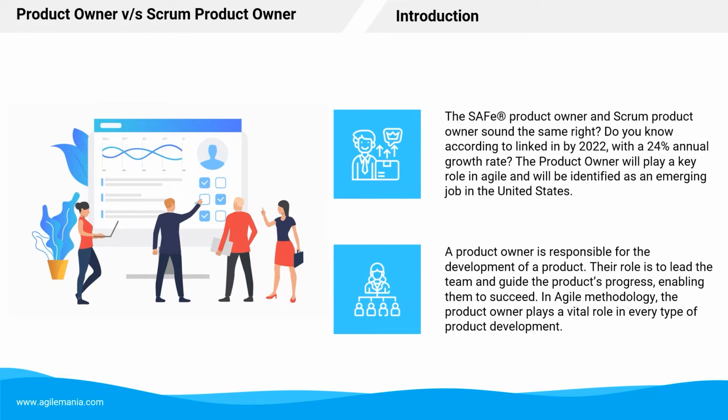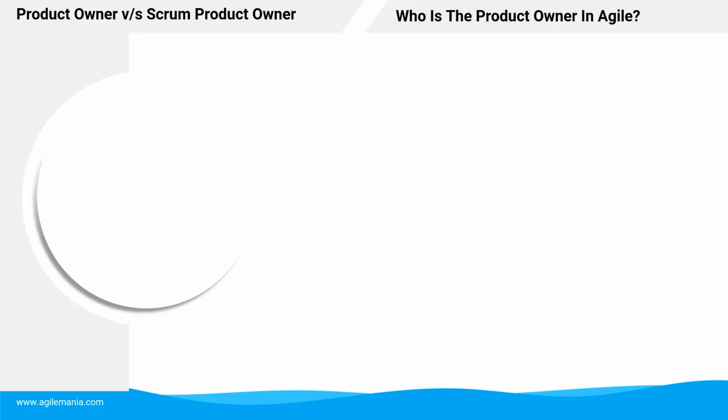A product owner is responsible for the development of a product. Their role is to lead the team and guide the product's progress, enabling them to succeed. In Agile methodology, the product owner plays a vital role in every type of product development. Let's take a look at how they are similar and different.